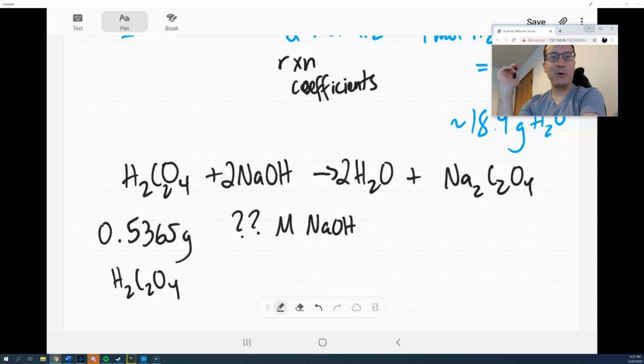Okay, the whole point of doing this with the burette is that you get an exact volume when you do it. So let's say you did this titration and you got 21.62 milliliters of NaOH. Alrighty.